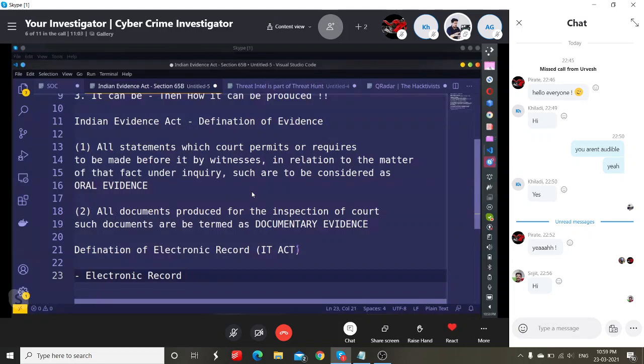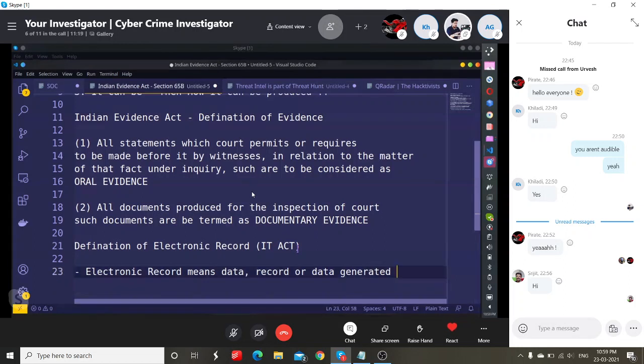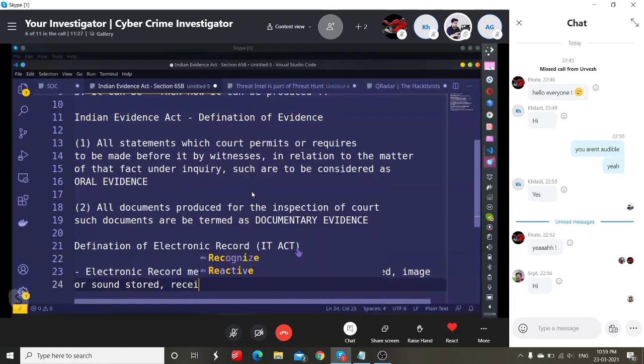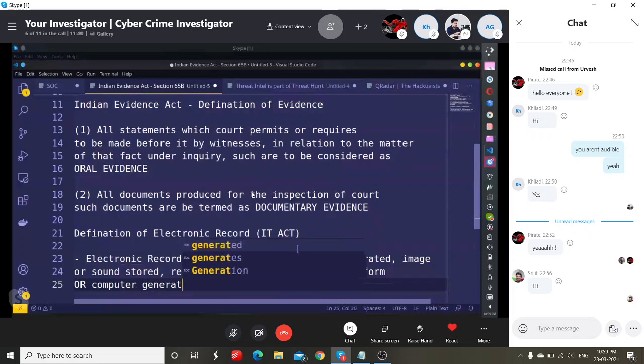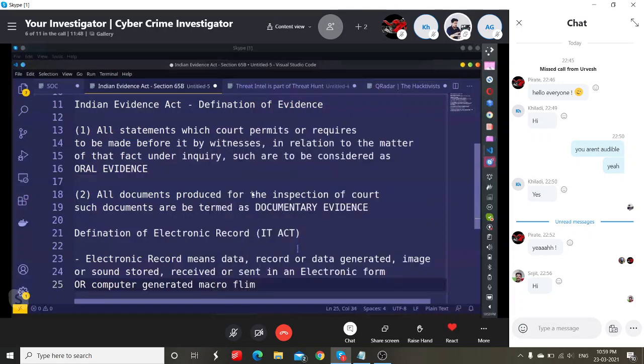So here, as per the IT Act, electronic record means data, record, or data generated, or you can say image or sound stored, which is either received or sent in an electronic form, or computer generated microfilm, or microfiche.